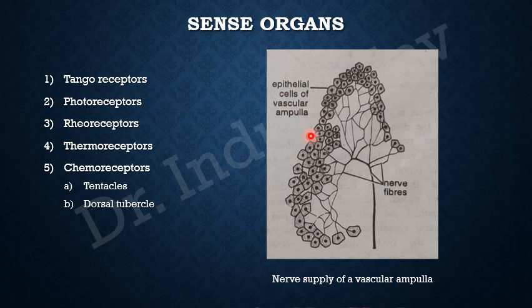These vascular ampullae are knob-like structures which are parts of the vascular tubules present in the test. There is a network of tubules, and near the surface, or you can say below the upper surface of the test, these knob-like structures are present, which are known as vascular ampullae. And this is the enlarged view. So these are the epithelial cells of those vascular ampullae, and the nerve fibers are innervating these cells. Each cell has a small nerve fiber coming in contact with it.